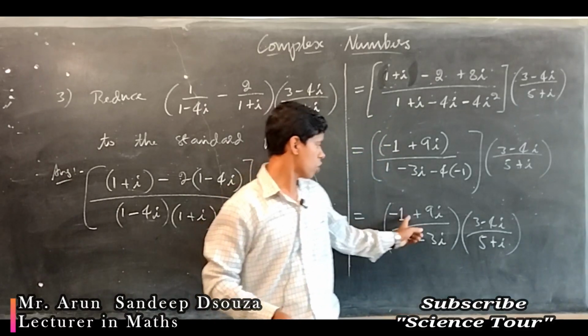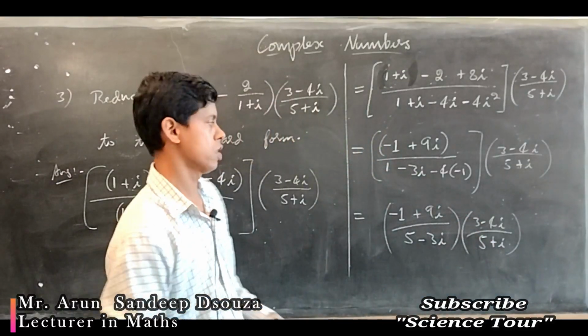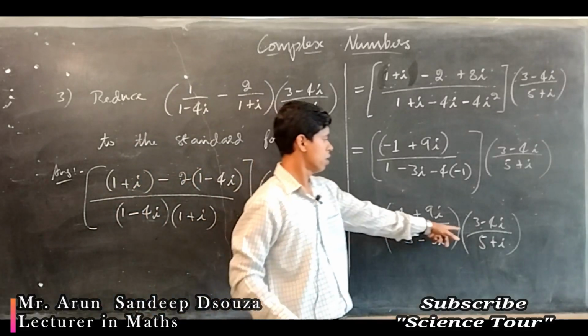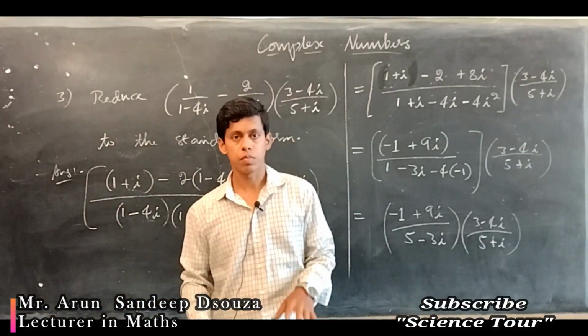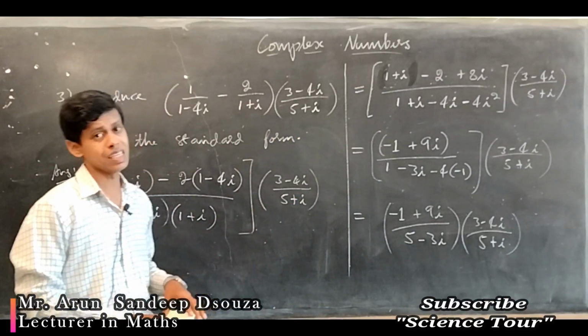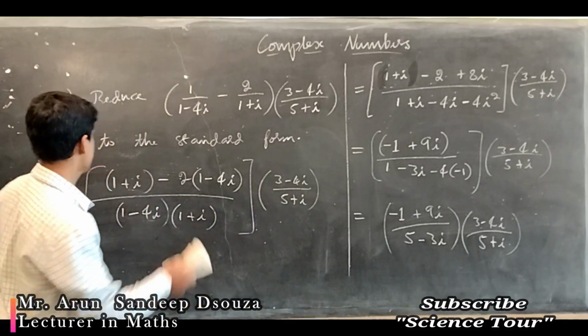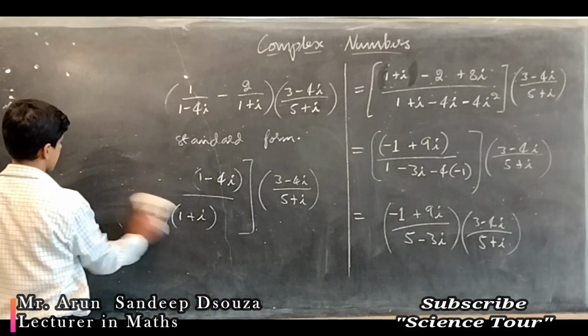Now you have to multiply the numerators, multiply the denominators. There is plus or minus here, so why use the LCM? Only when you have addition or subtraction do you use the LCM. Here there is no LCM, just multiply the numerators, multiply the denominators, correct? Your normal multiplication of fractions.